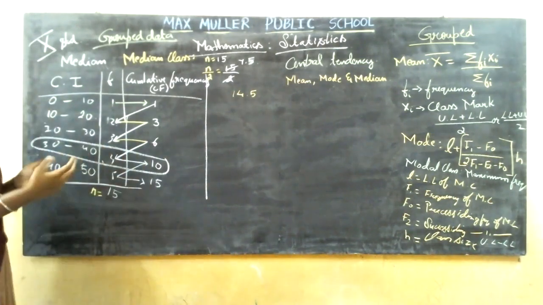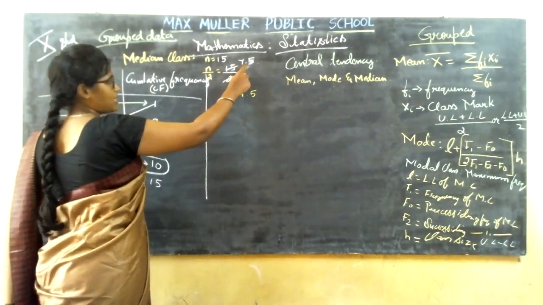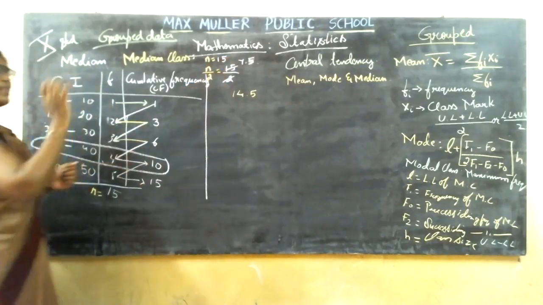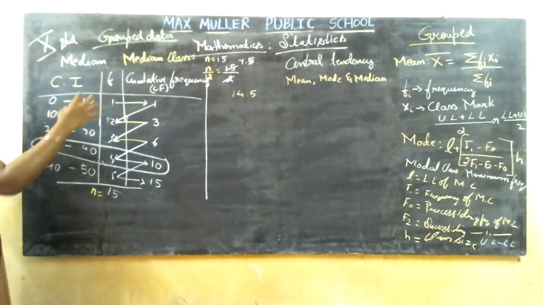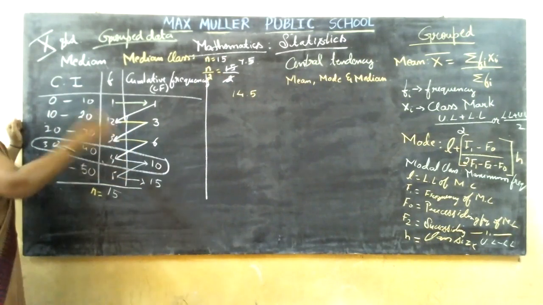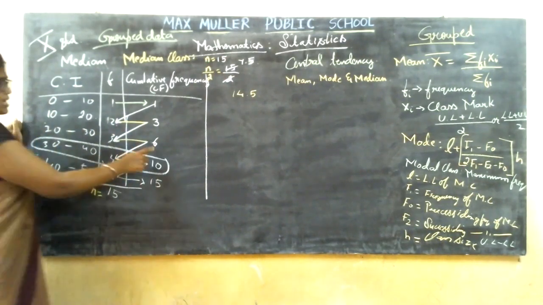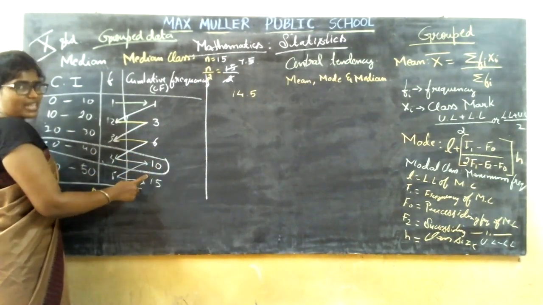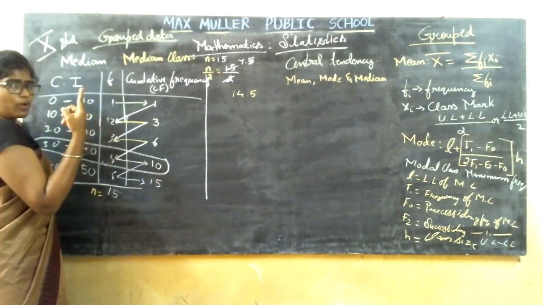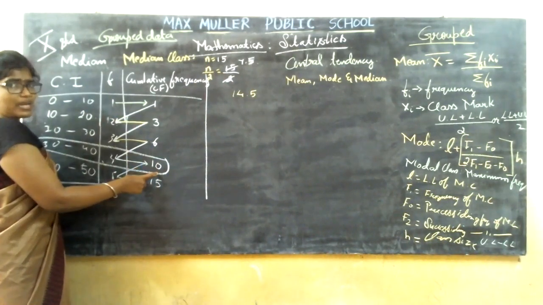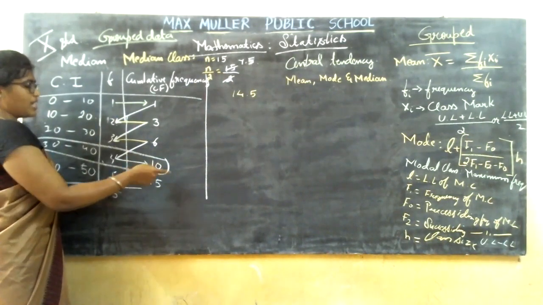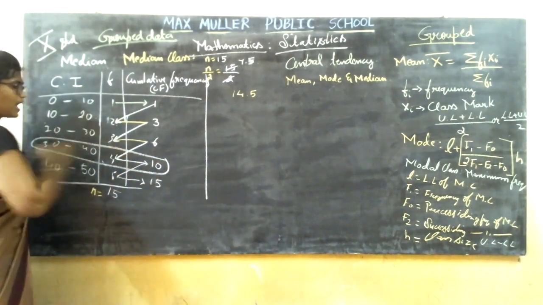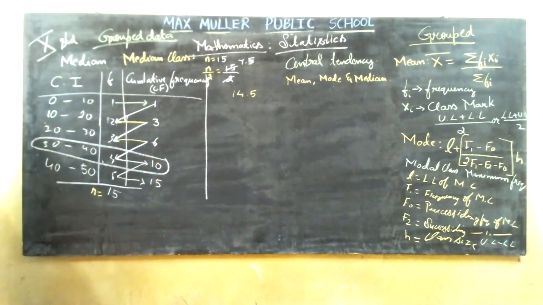Okay, now what next? Whatever answer you get here, that is 7.5, you should see whether it is there in any of the cumulative frequencies. 6 is lesser than 7.5, so I cannot take 6. Coming to the next one, 10. 10 is greater than 7.5, so I am going to take 10 as my cumulative frequency. And this is the median class, whatever the circle I have drawn. Sorry, median class. Now you have got the median class.